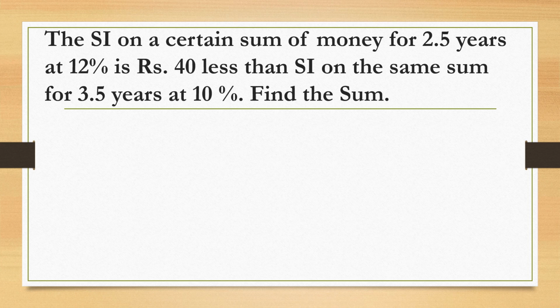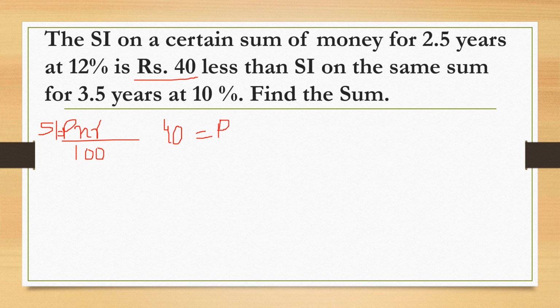The simple interest on a certain sum of money for 2.5 years at 12% is rupees 40 less than SI on the same sum for 3.5 years at 10%. Find the sum. We know that the equation for finding the simple interest is PNR all divided by 100. So here the difference in simple interest is given as 40. So we can write 40 is equal to P.